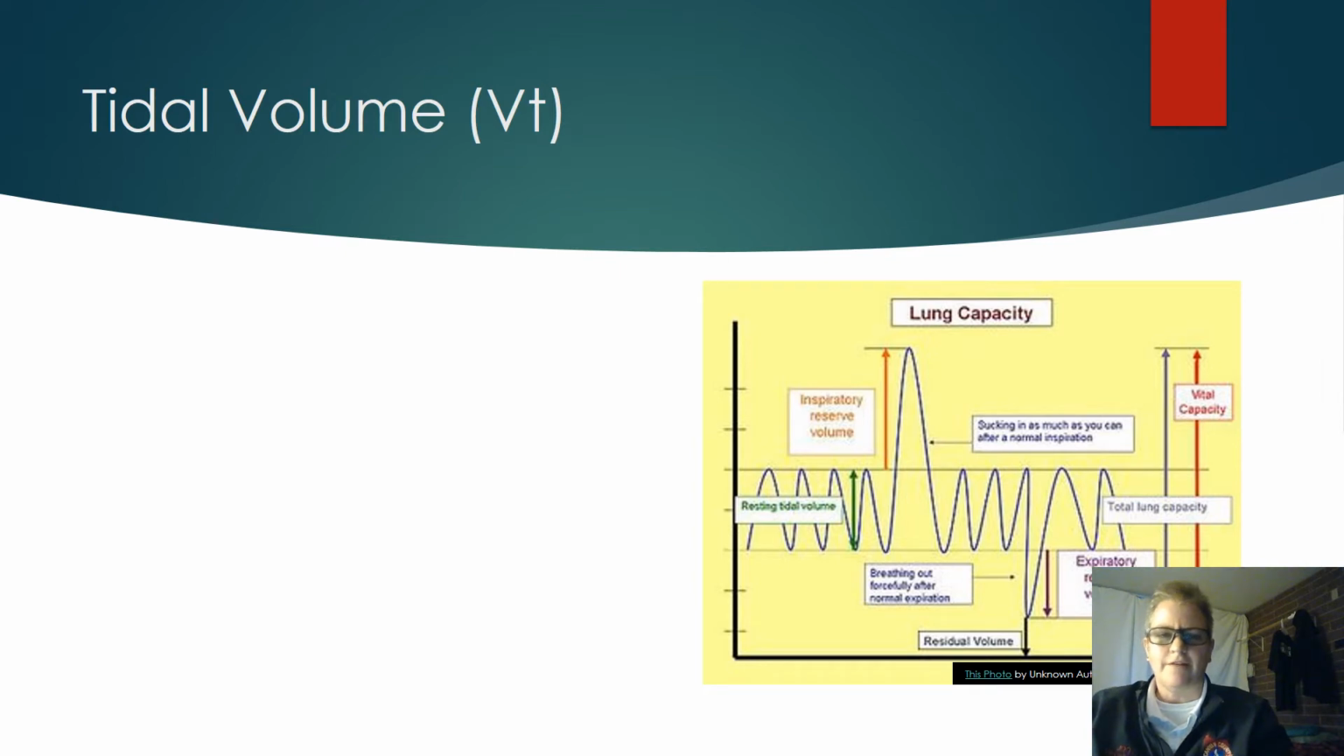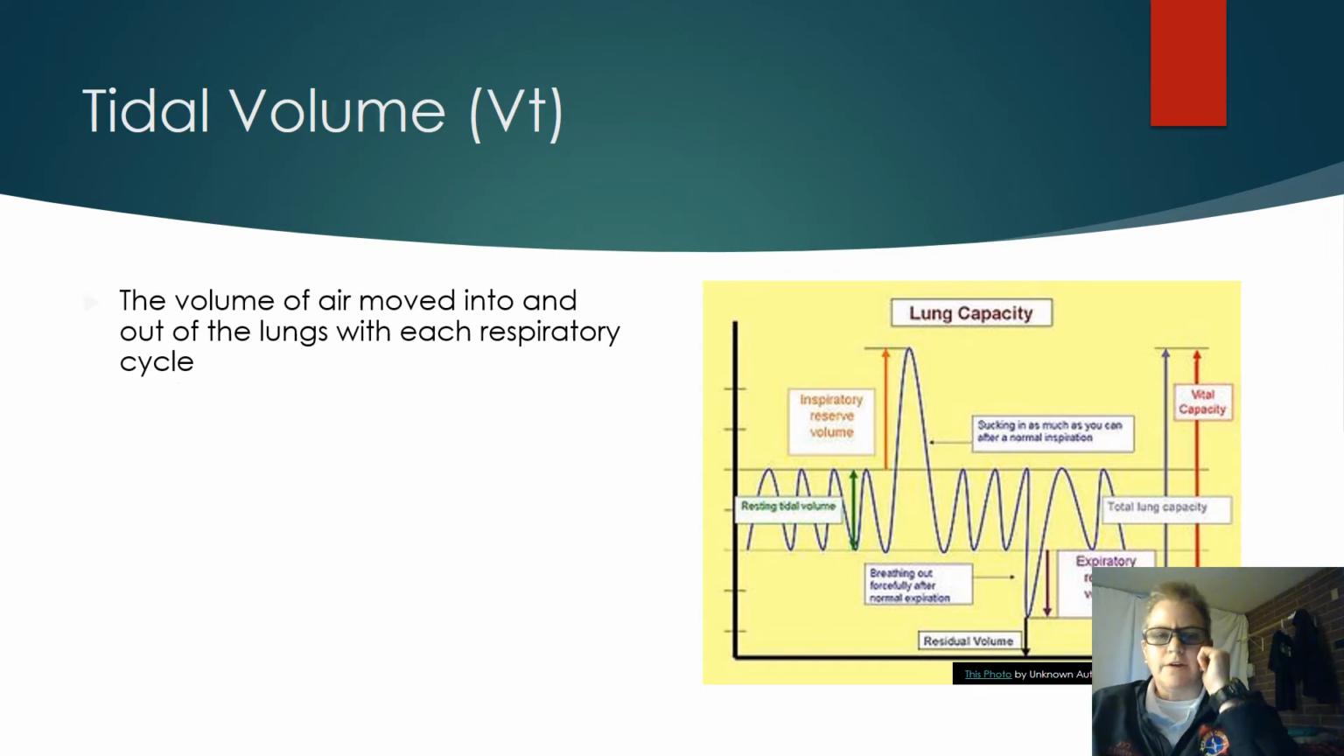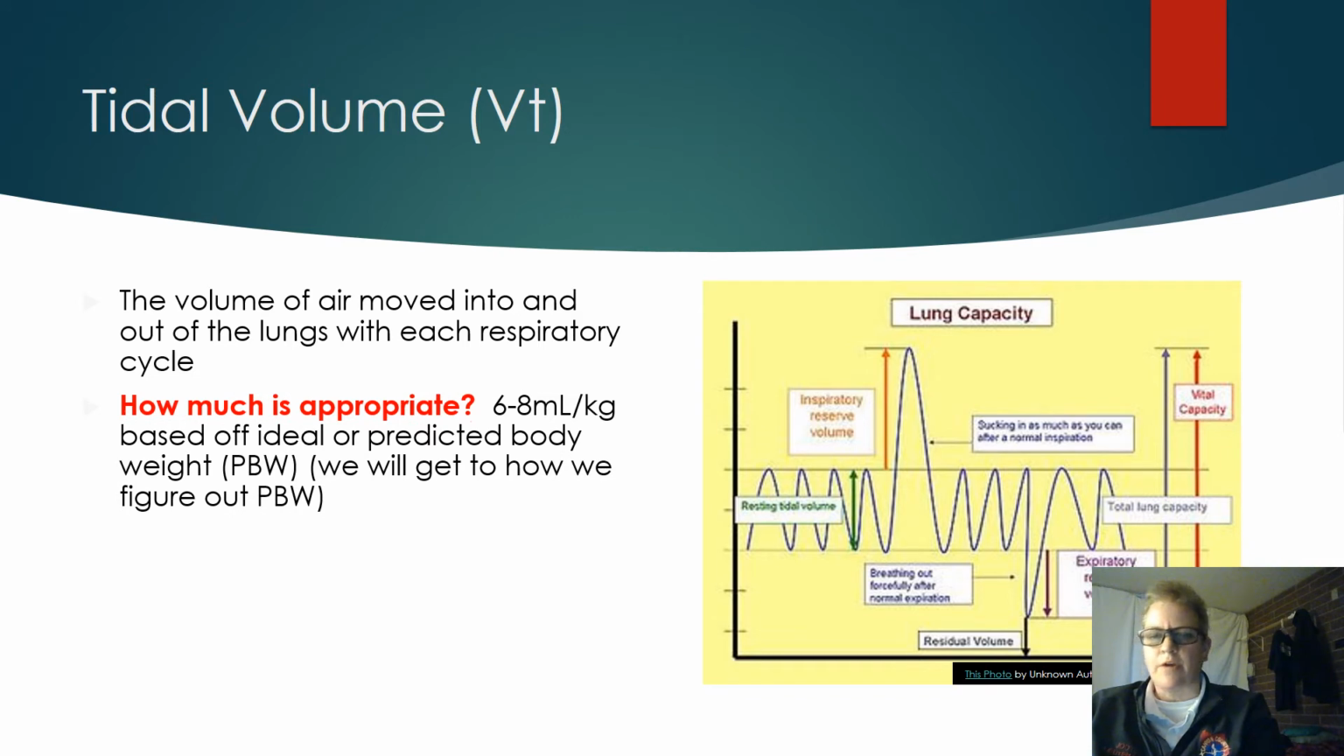Okay. We kind of talked about tidal volume, but let's discuss it a little bit more. We understand the tidal volume is that volume of air moved into and out of the lungs with each respiratory cycle. How much is appropriate? We already discussed our protocols allowing 6 to 8 milliliters per kilogram, and that's based off that ideal or predicted body weight. I promise you we'll get to how to calculate that in a bit. But why is 6 to 8 mils per kilogram okay?